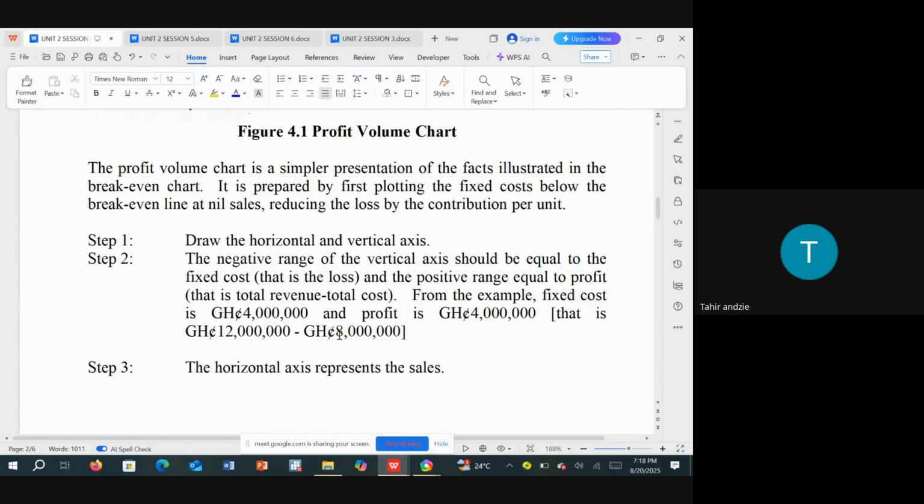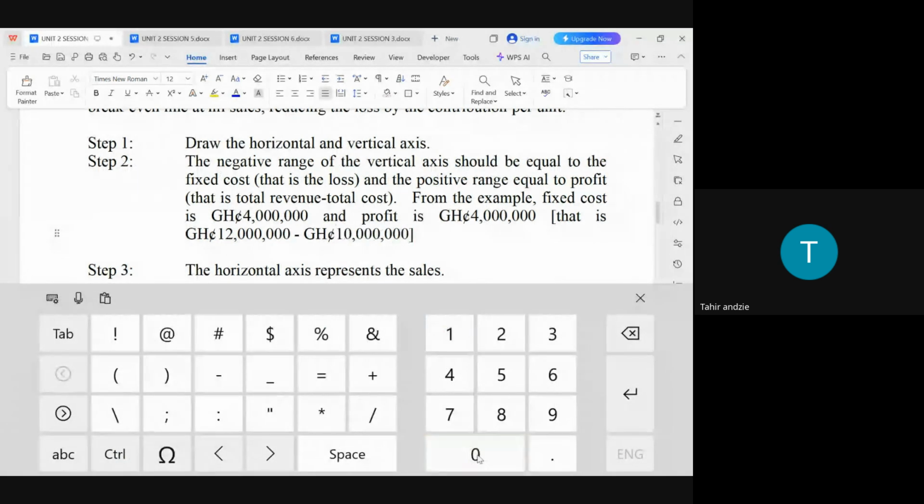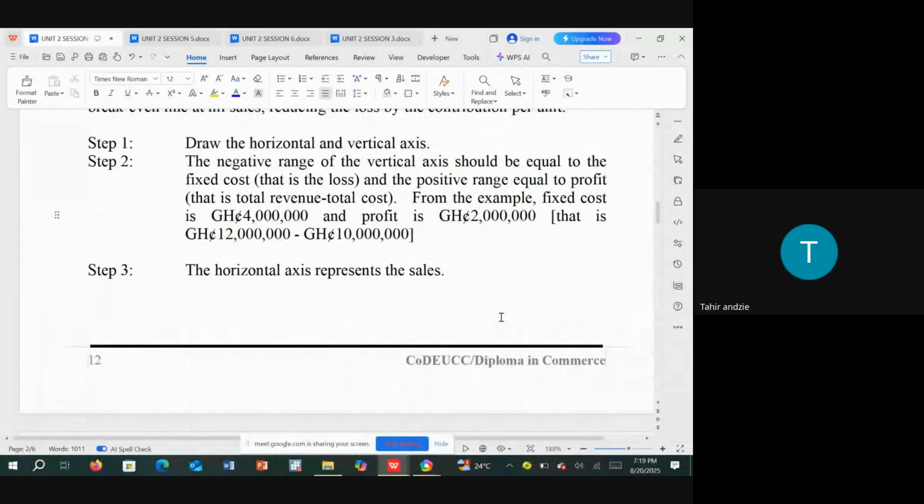It's not 8,000, because it was 4 million plus 50 cedis times 120,000, and that was 6 million. So 6 million plus the 4 million is supposed to be 10,000 here, not 8,000. So take note of some of these corrections. It is 10,000. So it means that our profit was 2 million, not 4 million. Our profit is supposed to be 2 million.